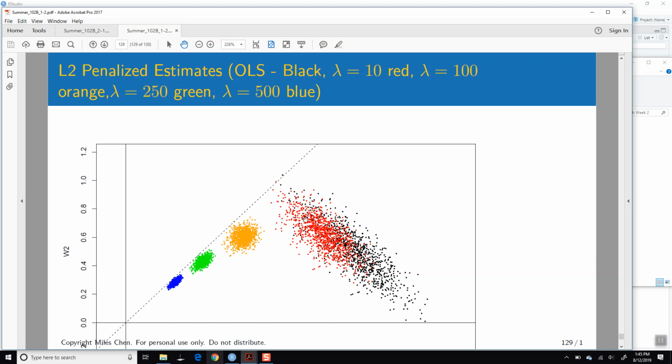Okay, and as I increase my lambda, the variance of my estimates gets even smaller, but I also end up getting farther and farther away from the true values of 1.5 and 0.5. I'm adding more and more bias into my estimates of W1 and W2.